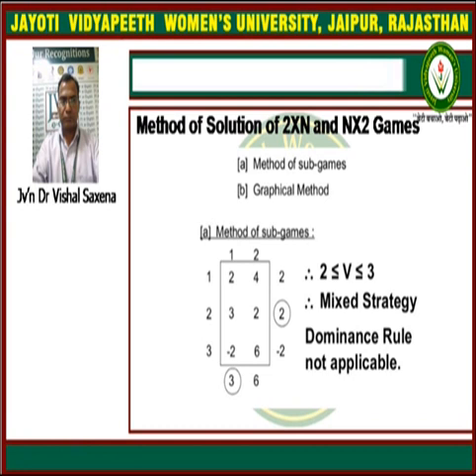But 3 and 2 are not the same, so a saddle point does not exist here, and we can say it is a game of mixed strategy. Here V, the value of the game, satisfies 2 less than or equal to V less than or equal to 3. One more important thing: the dominance rule is not applicable here, so how can we solve the game?